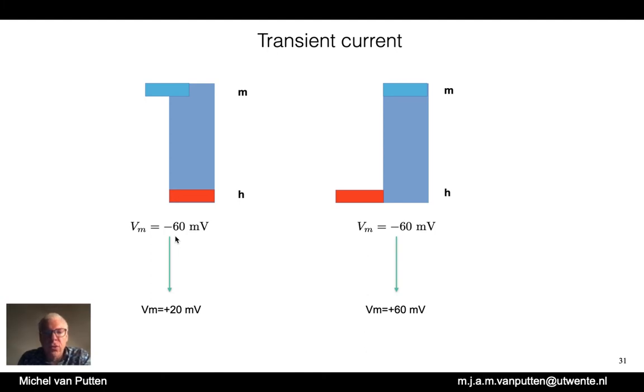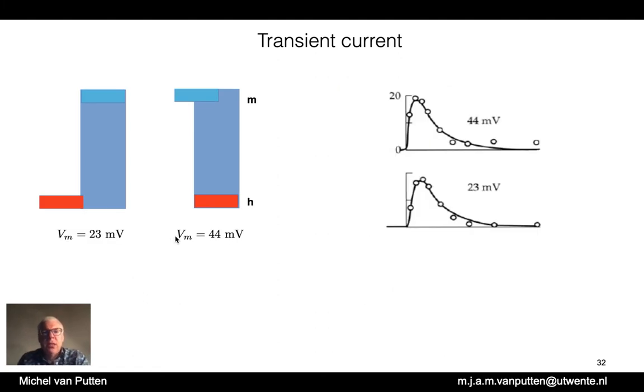And if you increase the voltage to another value, say plus 60 millivolt, then the M gate opens even more, but eventually the H gate still closes the channel. So this gives rise to a transient current. There is a particular moment in time where both gates are open and the current can pass through the channel.